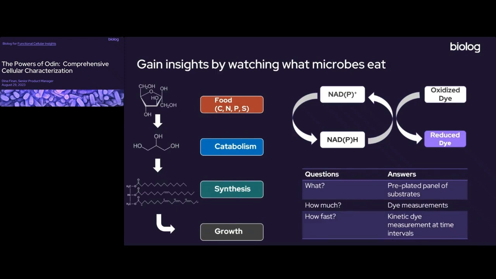So for example, what are the microbes eating? And we do this by putting them in a very minimal media and then giving them access to only one substrate at a time in each well of a plate. We can also say how much of the food source can they eat, and we do this by making quantitative measurements of dye reduction. And then how fast are they eating the food source? And so this is done because we're not just taking endpoint reads, we're measuring kinetically to be able to get a lot of data about many substrates all at the same time.